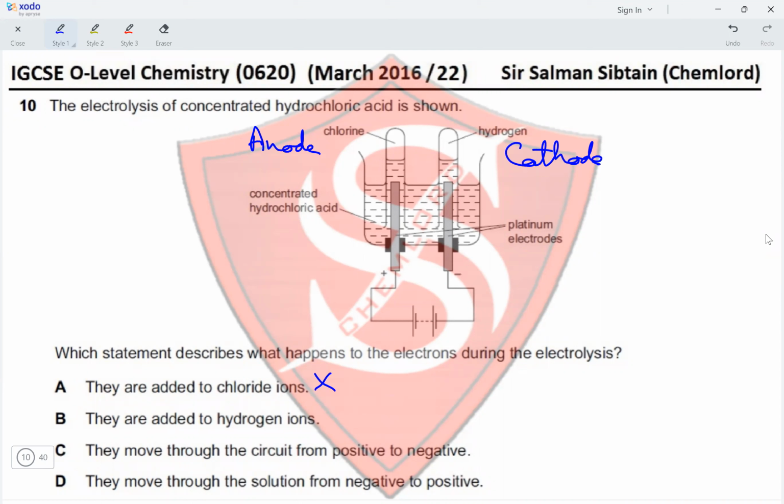They are added to hydrogen ions. Yes, reduction takes place at the cathode. So you have 2H+ plus 2 electrons giving you hydrogen gas. So this is correct. They move through the circuit from the positive to the negative. Electrons will move in the circuit from the positive to the battery and from the battery towards the negative terminal, not directly from positive to negative. They move through the solution from the negative to positive. They don't move through the solution at all. Therefore, the correct option for this question is option B.